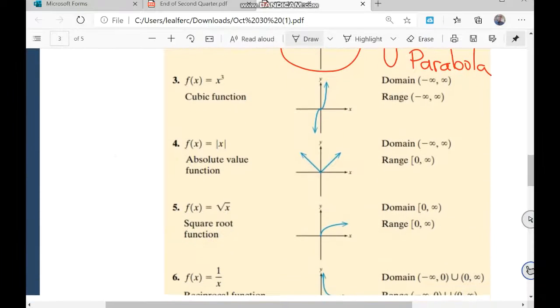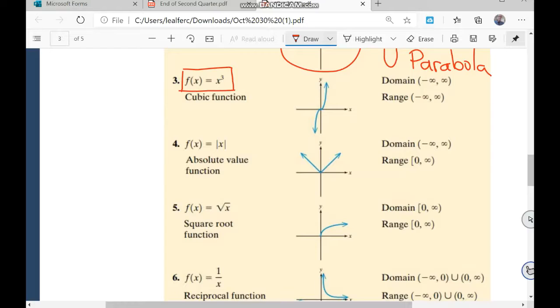Next basic function is the cubic function, f of x equals x cubed. The graph of the cubic function is this one. I don't know if it has a special name. I like to call this the snake. It looks like a snake, right? So when we talk about cubic function, this is the equation, and the graph looks like a snake.